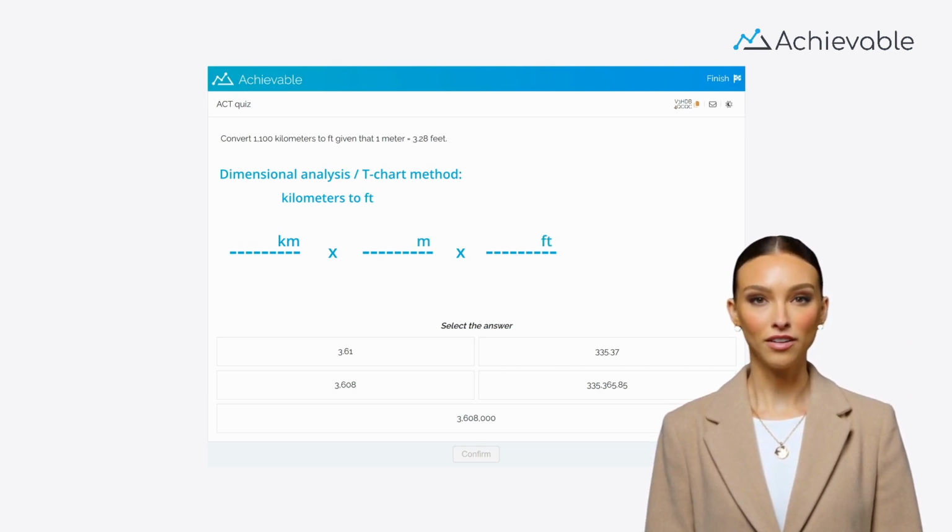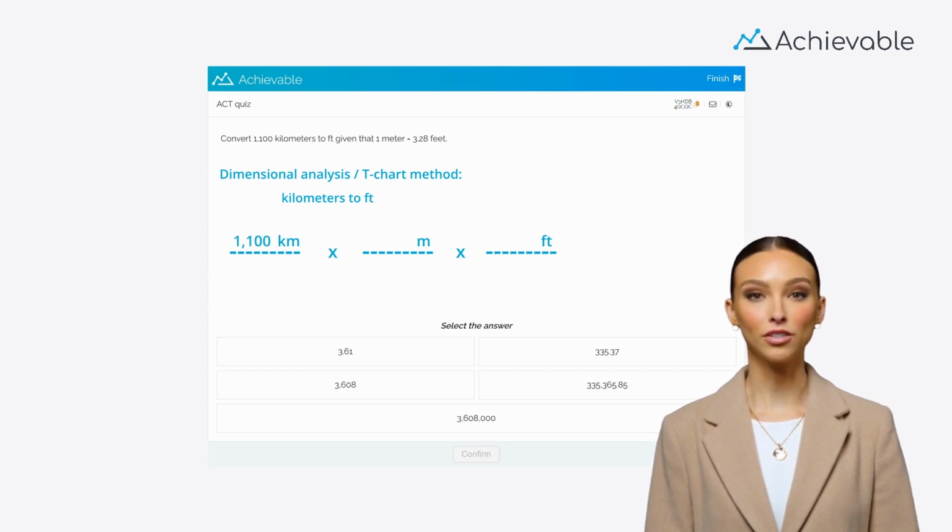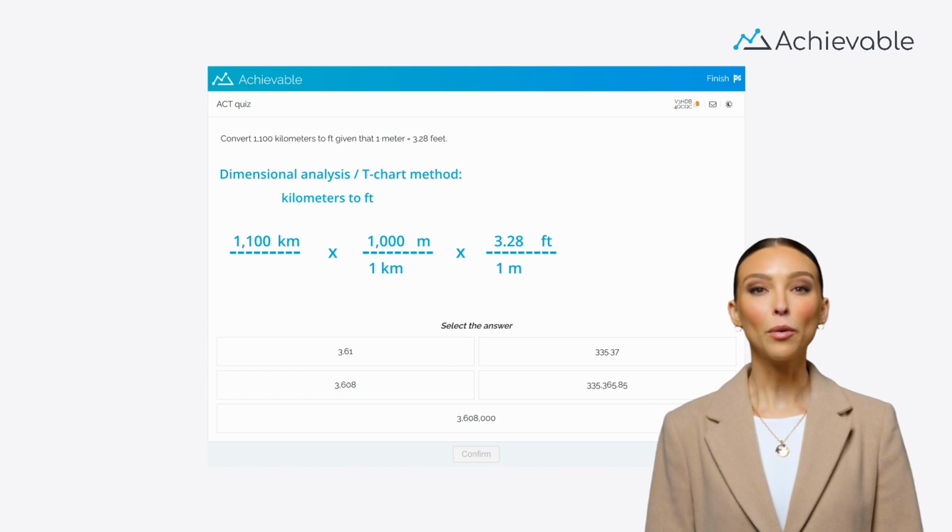Start with what we're given. 1,100 kilometers. There are 1,000 meters in 1 kilometer. Let's put that in the chart. Next, we use the given conversion. 1 meter equals 3.28 feet. Now we multiply straight across the top, multiply straight across the bottom, and divide.